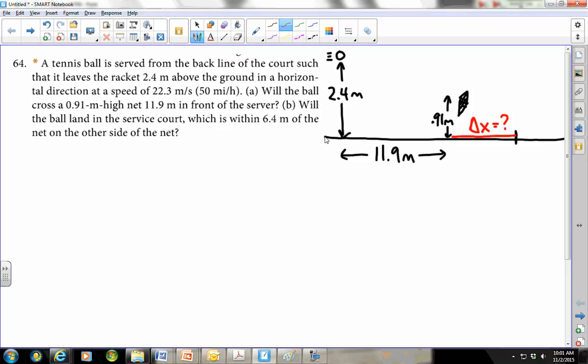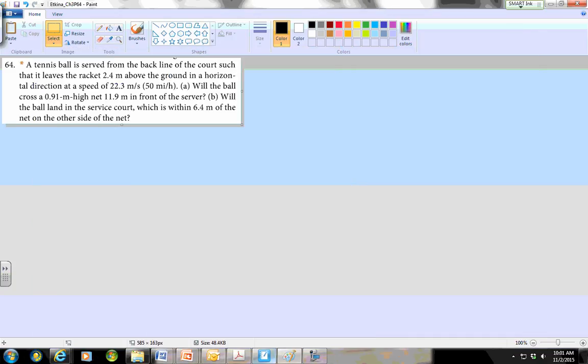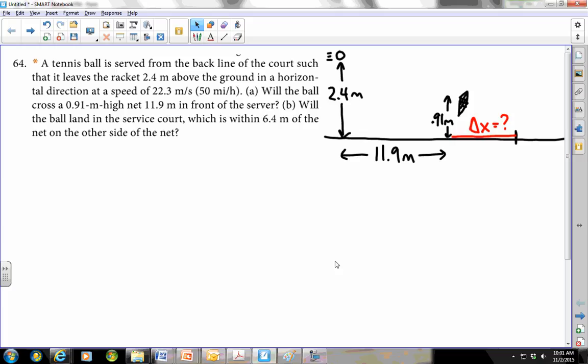Okay. Knowing that, hold on. Knowing that on the other side of the net, this is 6.4 meters away. Let me draw that again. Okay. So these are really two different questions with two sets of givens. And let's write those down separately.